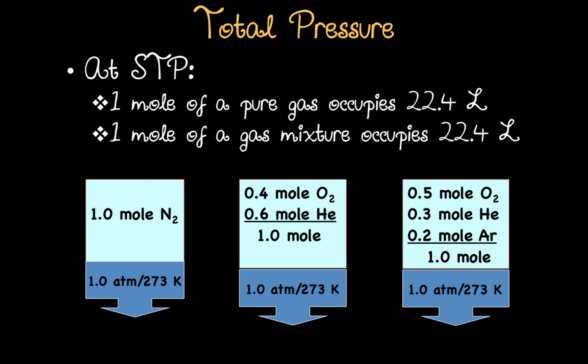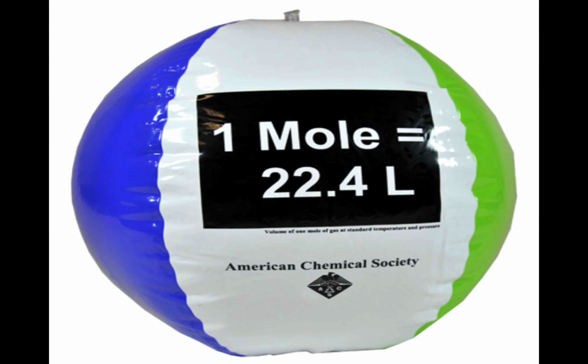At STP, 1 mole of a pure gas occupies 22.4 liters. Likewise, 1 mole of a gas mixture also occupies 22.4 liters. So if you look at the container on the left, 1 mole of nitrogen at STP, it occupies a volume of 22.4 liters.